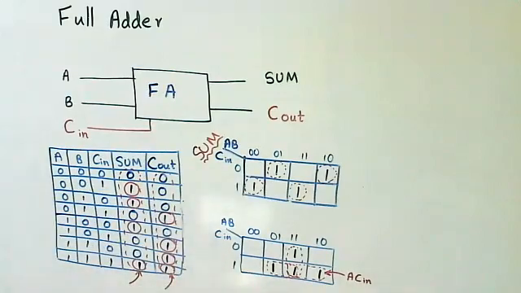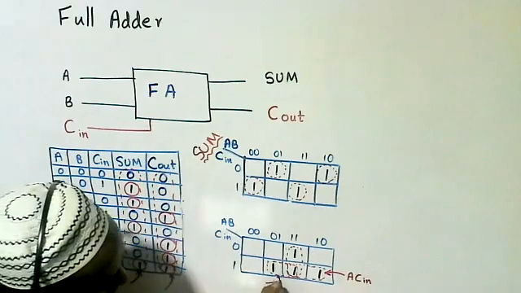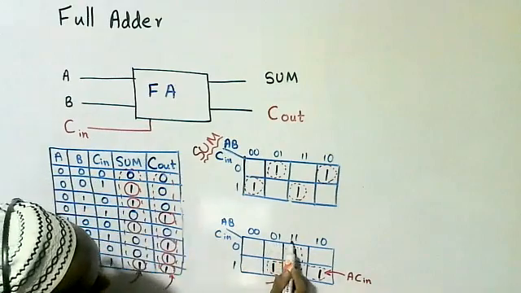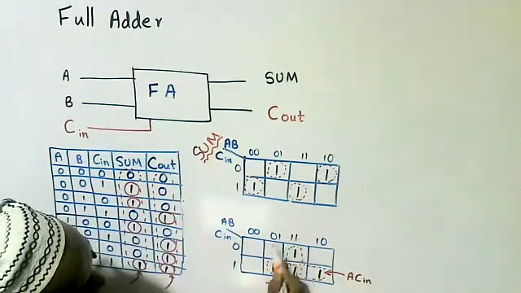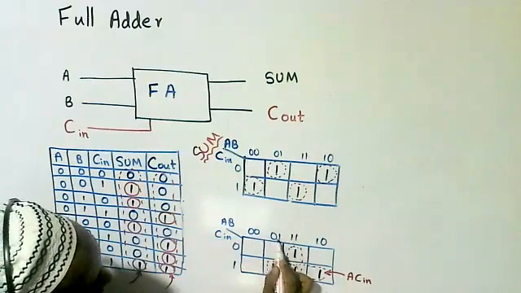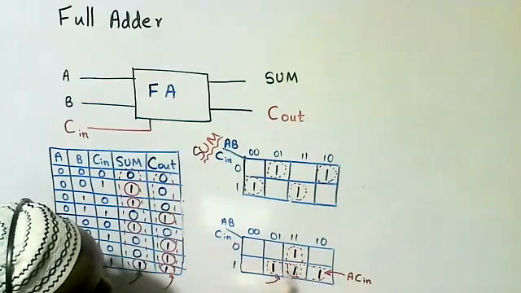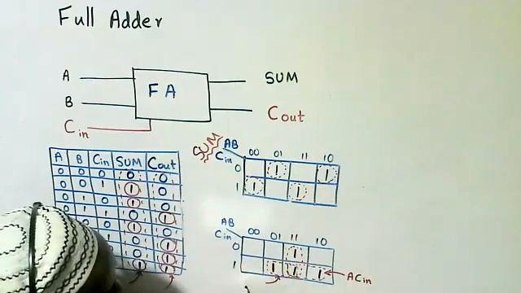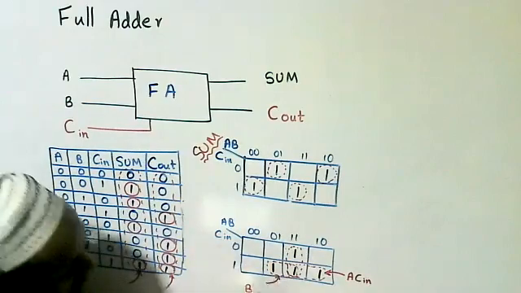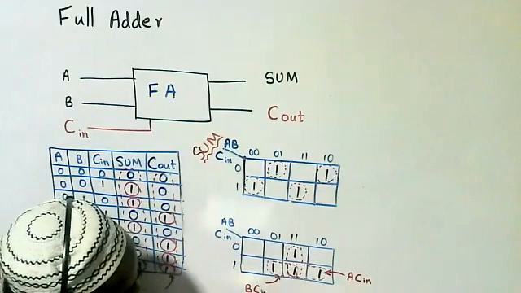Yes, we'll consider this group. Here A is 0, here A is 1. So A is changing. We can skip it. We can remove A. And B, here 1, here also B is 1. Within this group, B is 1. So B. And C in, within this group, C in is 1. So B, C in.